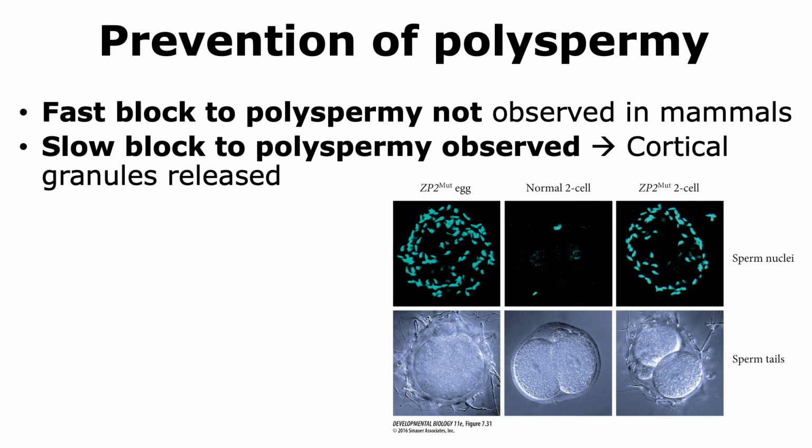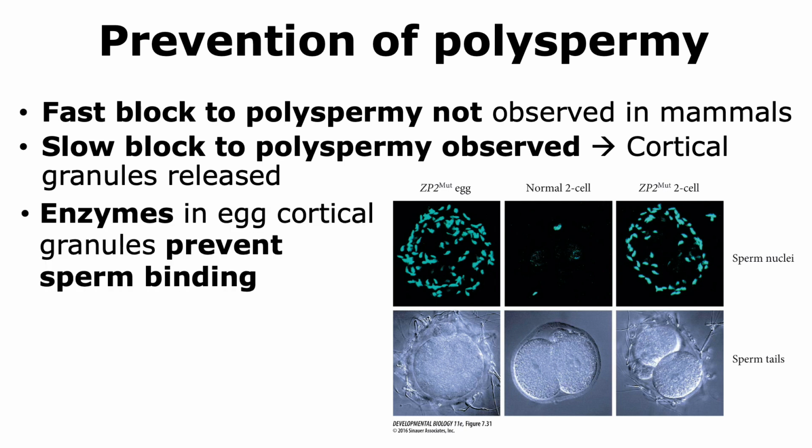These cortical granules are present in the egg. So the enzymes present in the egg cortical granules will prevent sperm binding because they have certain components in them, and one such component is ovastacin. Now, ovastacin that is present in the cortical granules is able to cleave ZP2 when it is released during the cortical granule reaction. Cleavage of ZP2 does not allow the sperm to now interact with the egg cell.